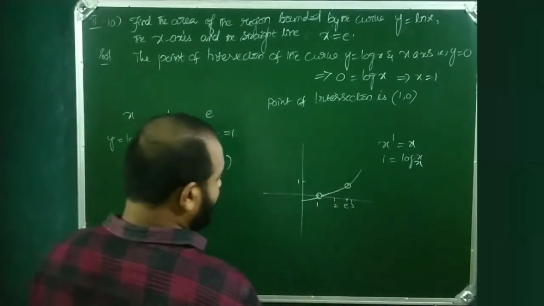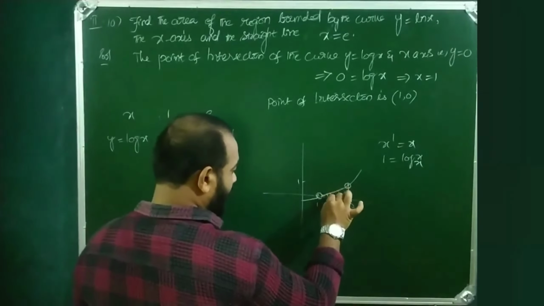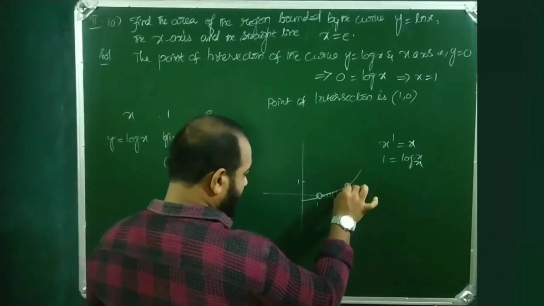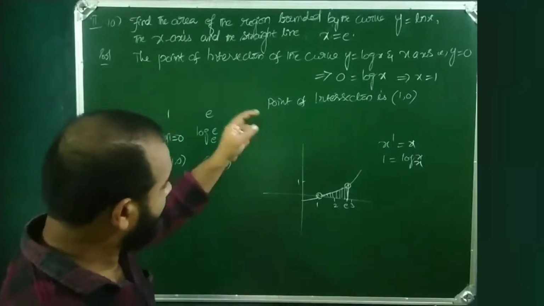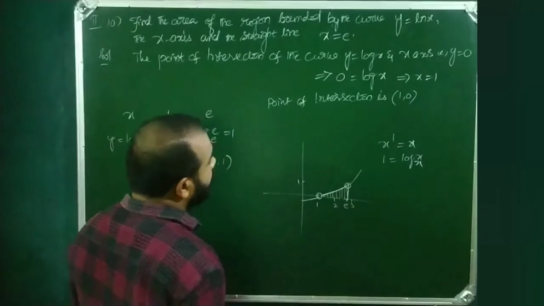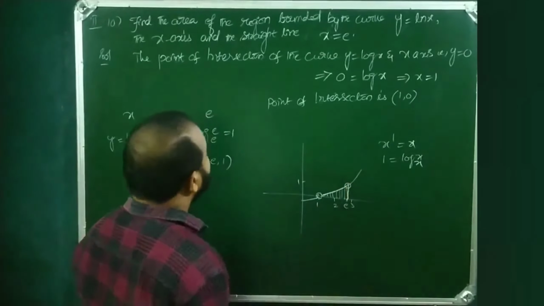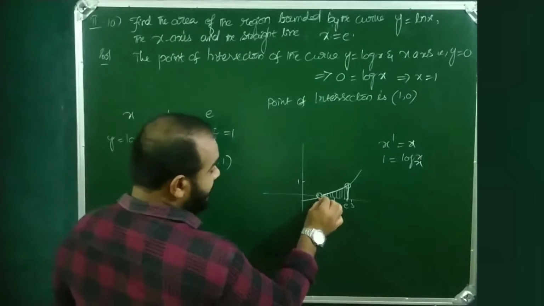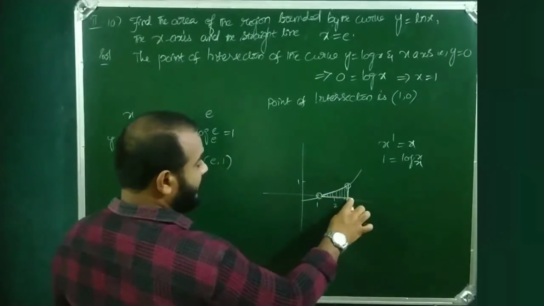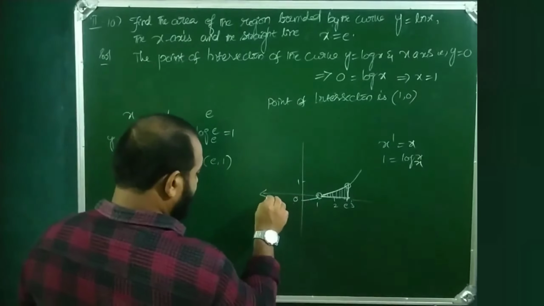Now, x equals e is this line. Now, this area of the region we need to find out. Therefore, y equals log x is this curve. x equals e is the vertical line. X-axis is this. So actually here some area has been generated.